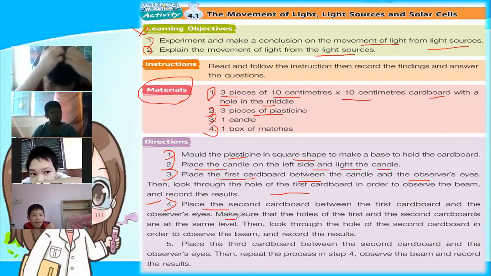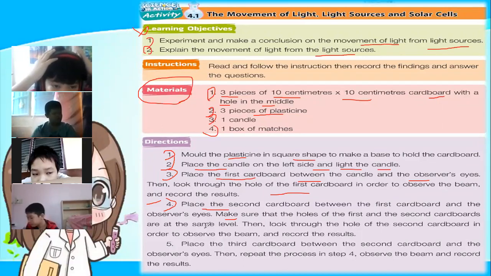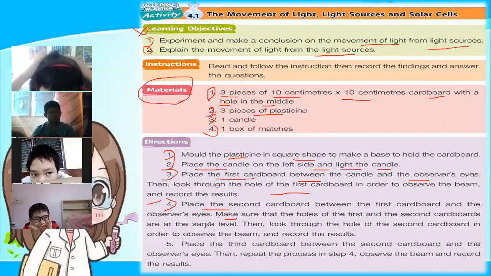Then we have to make sure that the holes of the first and the second cardboard are at the same level. So we already placed 2 cardboards, and all the cardboards have a hole in the middle. We have to make sure the holes are at the same level, not here and there, but at the same level.